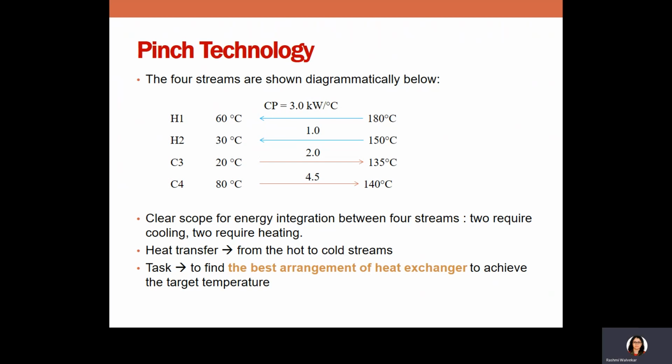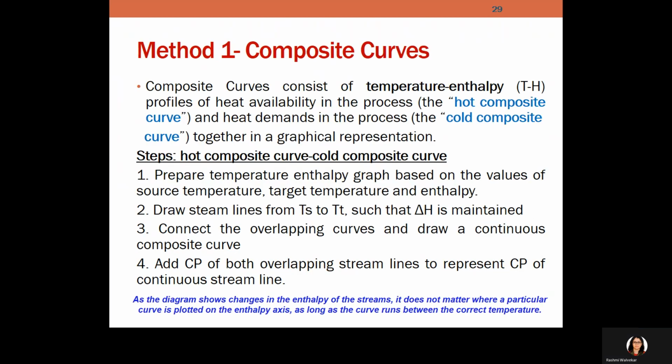To achieve the heat exchanger network, we generally have two different approaches. The first method is the composite curve. In the composite curve, we plot a graph of temperature versus enthalpy. And we have one curve for hot stream, another curve for cold stream. We call them hot composite curve and cold composite curve.